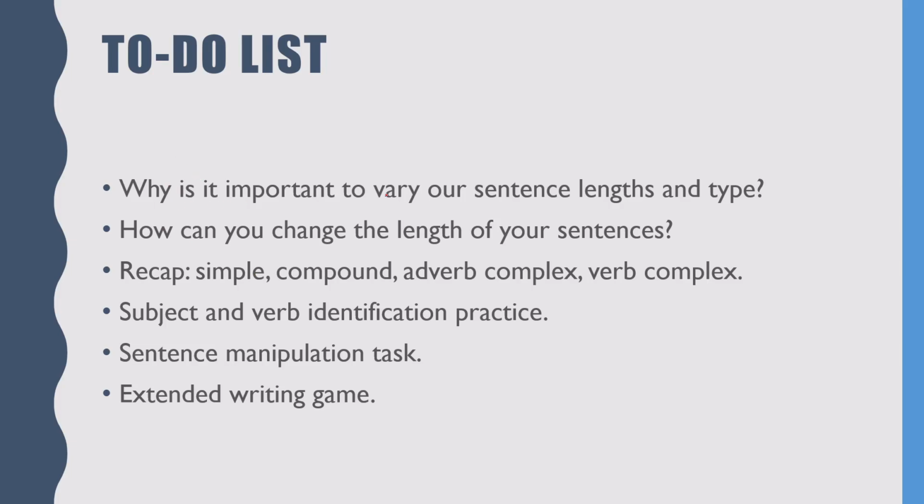We're going to try and work out why it is important to vary our sentence lengths and types. Then we're going to look at how to actually do that. We're going to have a little recap on what simple, compound, adverb complex and verb complex sentences are. And then I've got a little task for you for subject and verb identification. Then I've got another task on sentence manipulation, which means changing. And then finally, I've got a little game for you to play at the end with some extended writing.